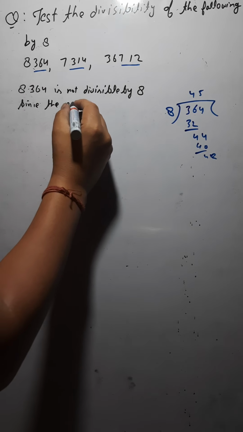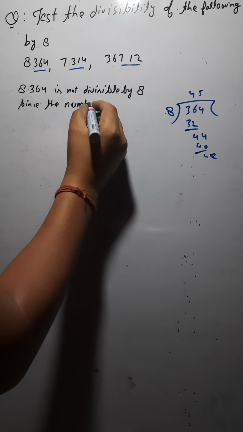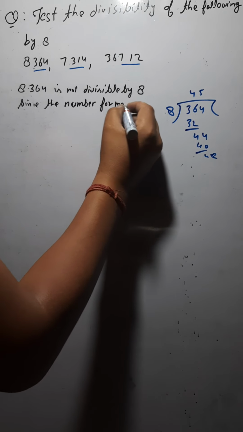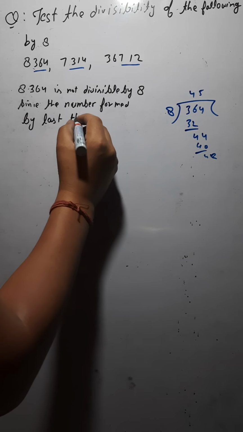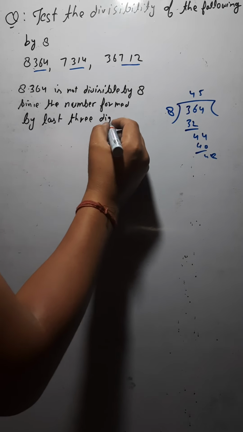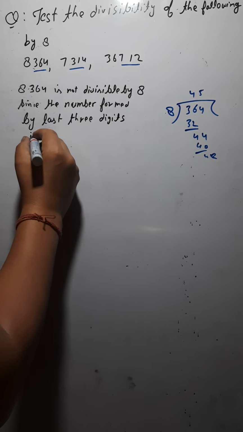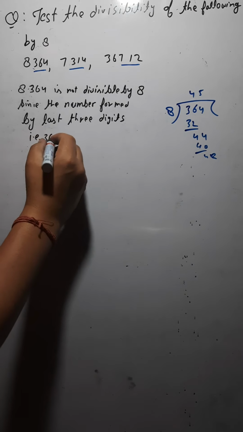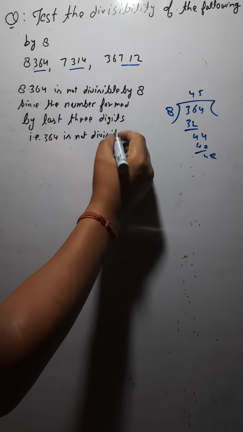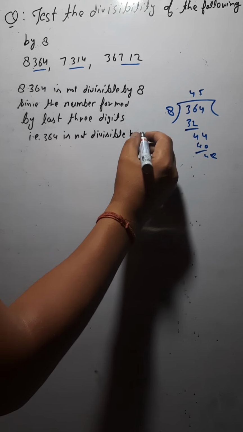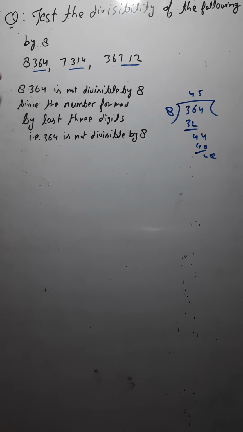the number formed by last three digits, what is the number there? That is 364, is not divisible by 8. Okay, so this is how you would write the answer of the first question. Now similarly you have to do the second question also. So how would you do this? How would you do the second question here?